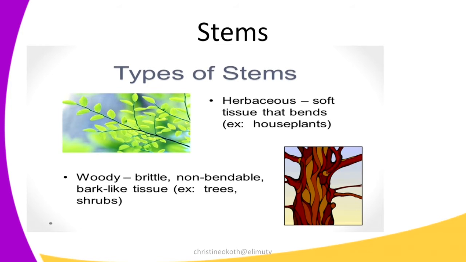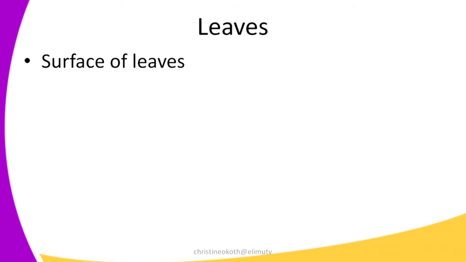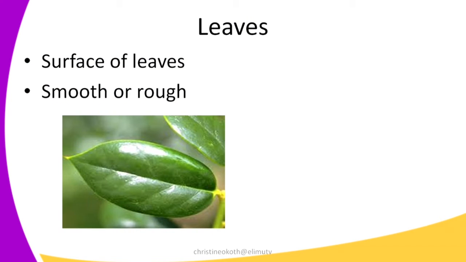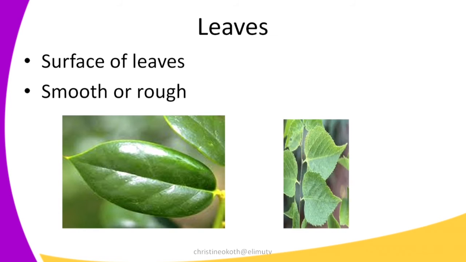Then we have the second type of stem, which is the woody. These ones are brittle. They are non-bendable. They have a bark-like structure. For example, the trees and the shrubs. They cannot easily bend as opposed to the herbaceous stems. Then we go and look at the leaves. The first thing you're going to look at is the surface of the leaf. The leaf can either be smooth or have a rough surface.